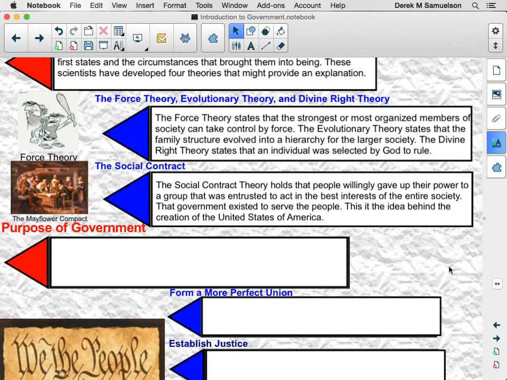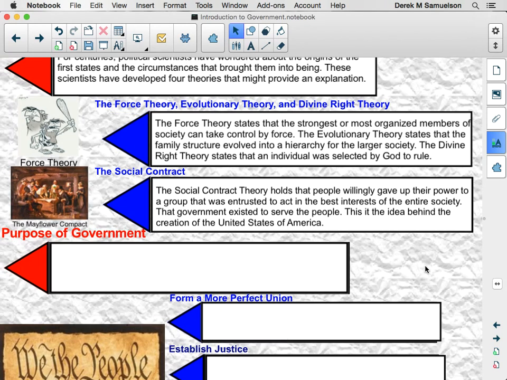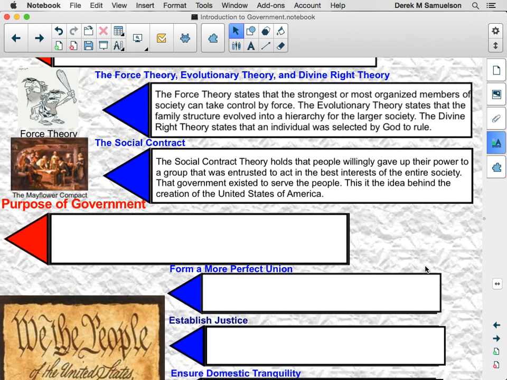In our case, we pay taxes to this particular government. That government then exists to serve the people. So it's a trade-off. I will give you power to do the things that you need to do, but you have to serve me with that power. This is the idea behind the creation of the United States. This is our idea of government. We give up our taxes and we give up many of our duties to the central government, and that central government then acts in our best interests. So that is our government, as opposed to force, evolutionary, or divine right theories.